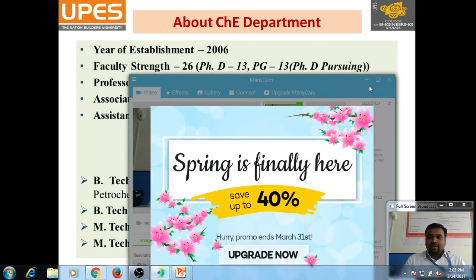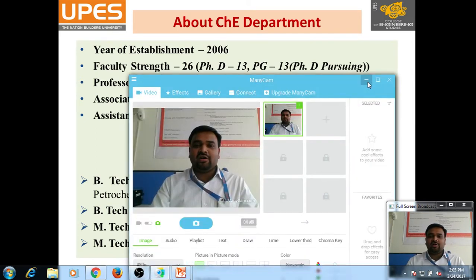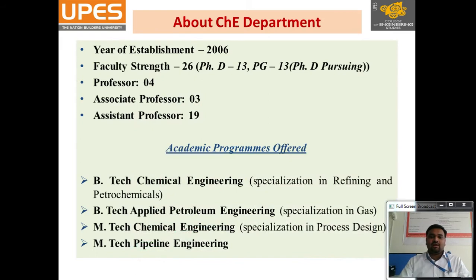Now, if you look at the various courses offered by the department, there are 2 UG courses and 2 PG courses. We have BTech in chemical engineering with specialization in refining and petrochemicals. Then we have applied petroleum engineering with specialization in gas engineering. Today we are going to talk about MTech chemical engineering, with specialization in process design. And from the next academic year onwards, we will also have MTech pipeline engineering under our department. For this, we are reframing the course structure so that there will be more exposure in terms of pipeline construction and design.